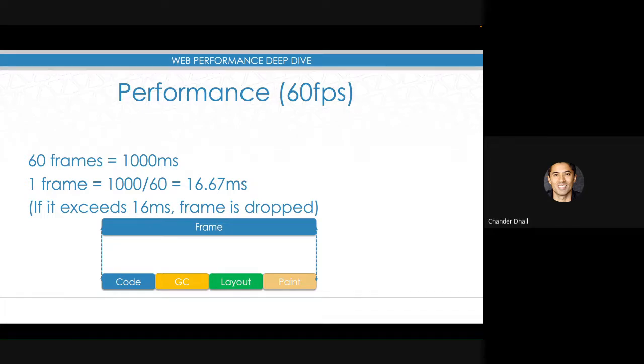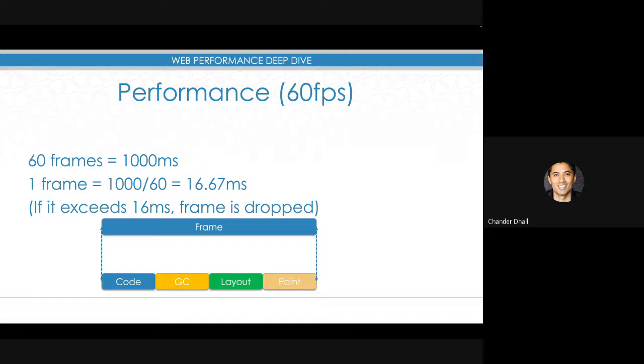And usually the browser is going to take 4 or 5 milliseconds. So if you have anything that exceeds 11 milliseconds for the most part, and that's just an average number, the frames start getting dropped. Now, what is a frame? In a frame, you have to do 4 things. You have code, garbage collection, layout, and paint.